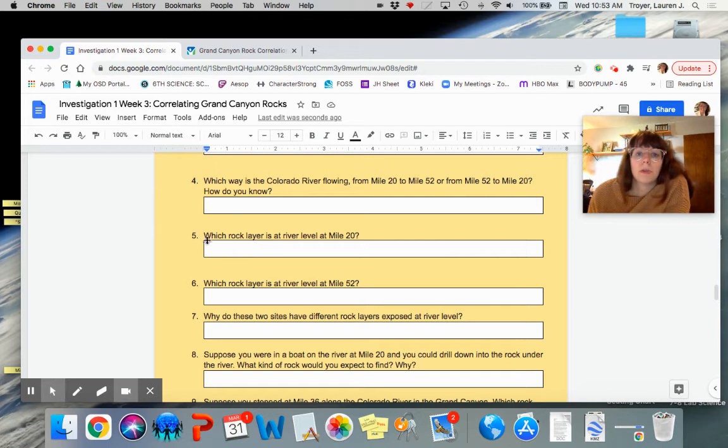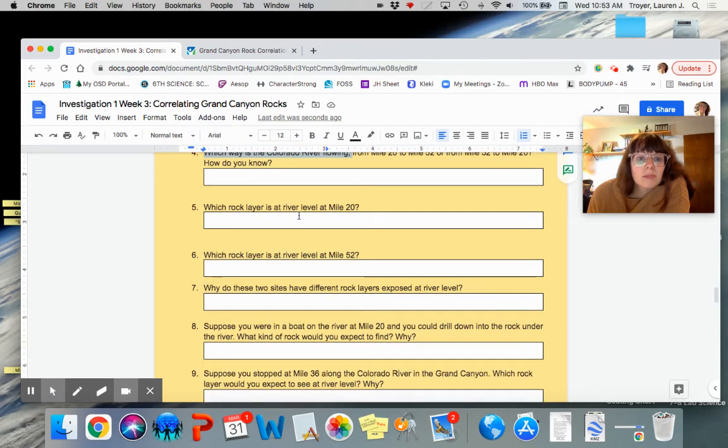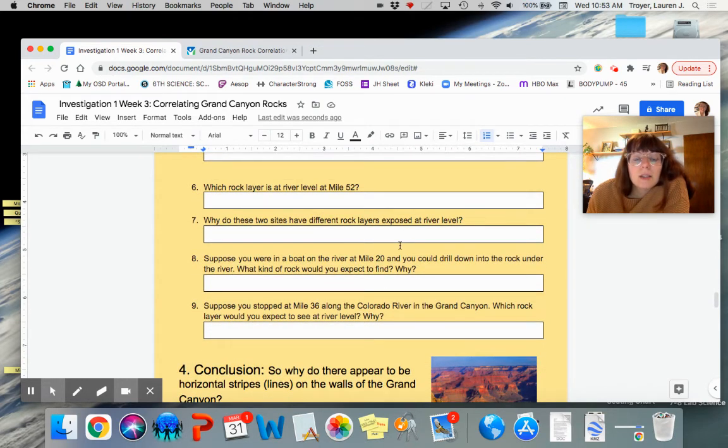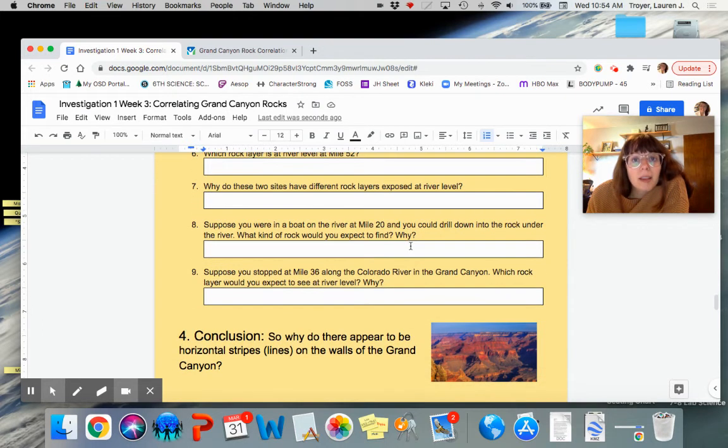And if you're not sure, like if you don't know which way the river flows, just take a guess. If you're not sure which rock layer is right along the river level, just take a guess. So for all of these, do an educated guess. It's okay. If you get it wrong, take a risk, okay?